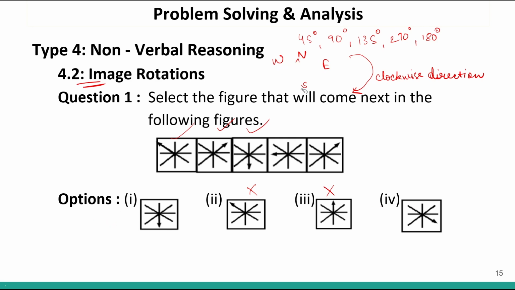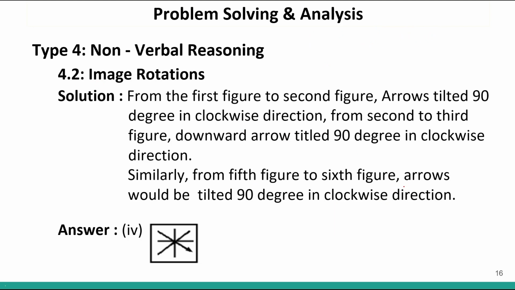Now if we see how the arrow is moving, over here the arrow moved by 1 and 2 quadrants, or you can say part of quadrants. Over here the arrow moved by 1, 2, 3 positions. Over here the arrow moved by again 1, 2 positions, and over here the arrow moved again by 1, 2, 3 positions. So now the arrow will move by 1 and 2 positions. So the arrow will face like this, which is option number 4. So option number 4 will be your correct answer.